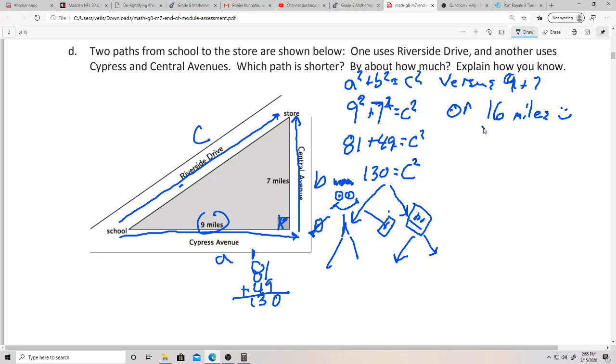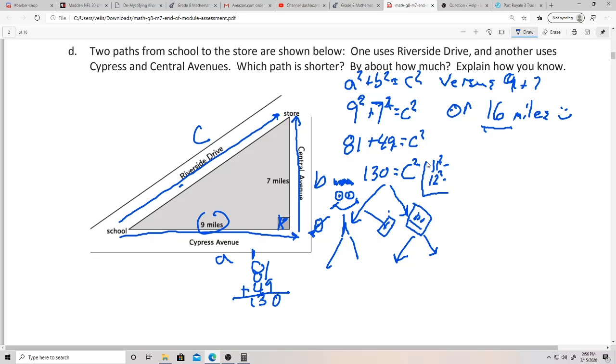But we know that this route's 16 miles, right? And maybe we could use a calculator, or maybe our teacher taught us to spend like 10 minutes trying to figure out the square root of 130. First of all, we know 130 is between 11 squared and 12 squared, right? So we could sit there and try to figure out exactly where it is, but we kind of have our answer right here already.